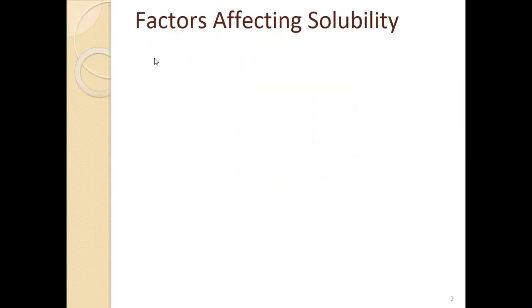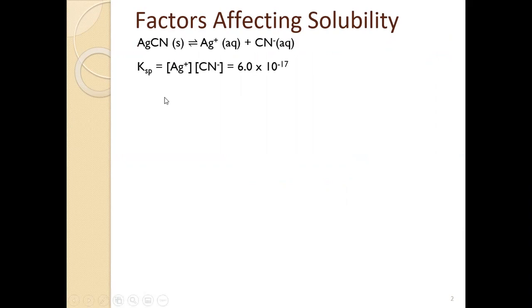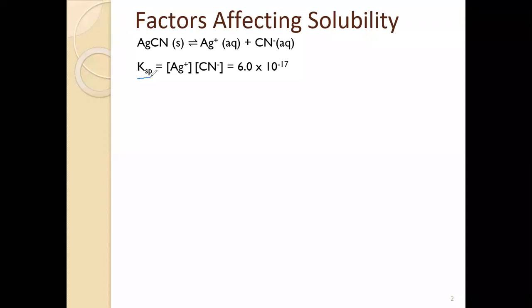So we want to finish up with looking at both qualitatively and quantitatively some factors that may affect the solubility of a substance. So for example, we have a substance such as silver cyanide. Silver cyanide is a sparingly soluble ionic substance with a KSP value of 6.0 times 10 to the minus 17. Recall that the KSP value, like any other equilibrium constant, describes the extent to which that equilibrium occurs.